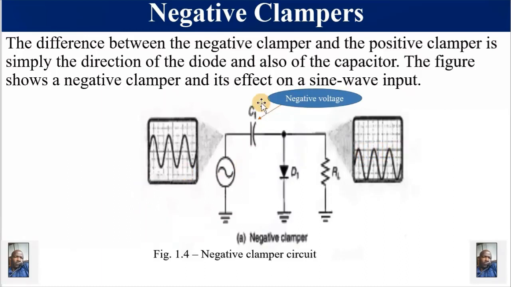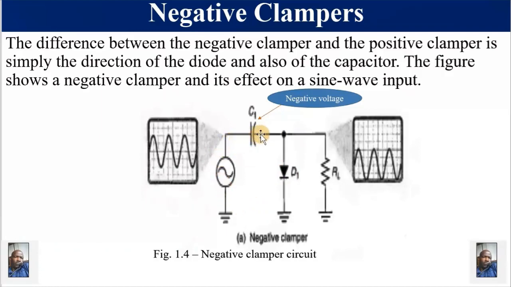So we are saying this is the way the capacitor is connected. For a negative clamper, this becomes the positive, this becomes the negative. So we say negative voltage is developed across this capacitor because of the way it is connected. So when this diode is forward biased, it is going to charge this capacitor in this direction.